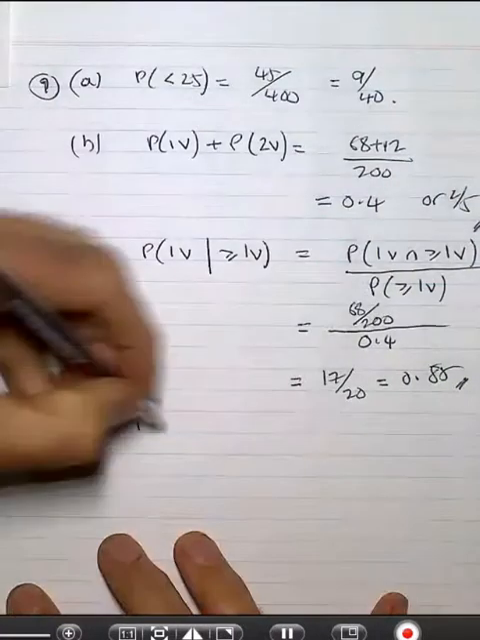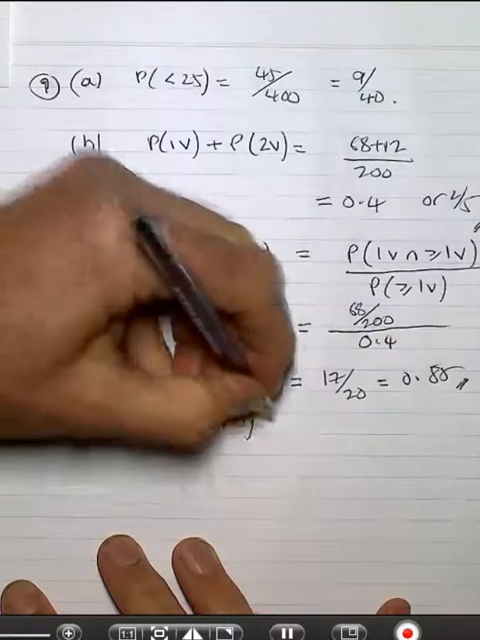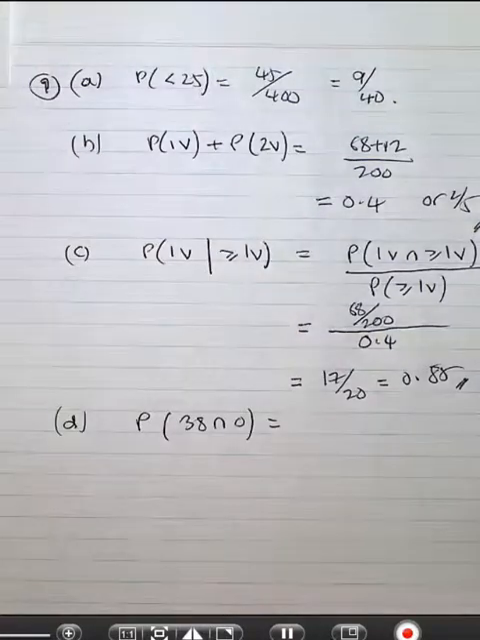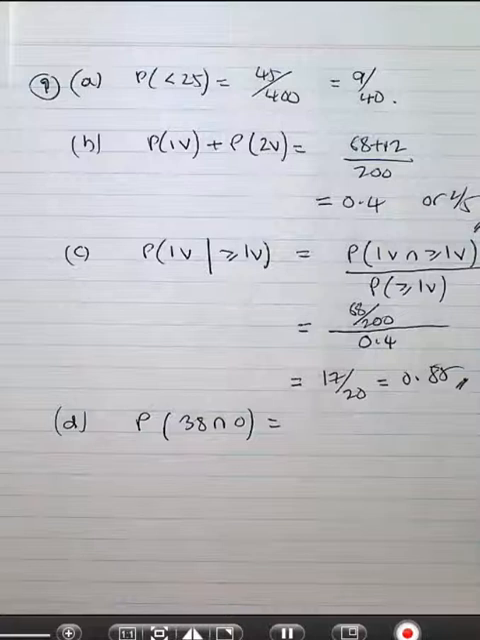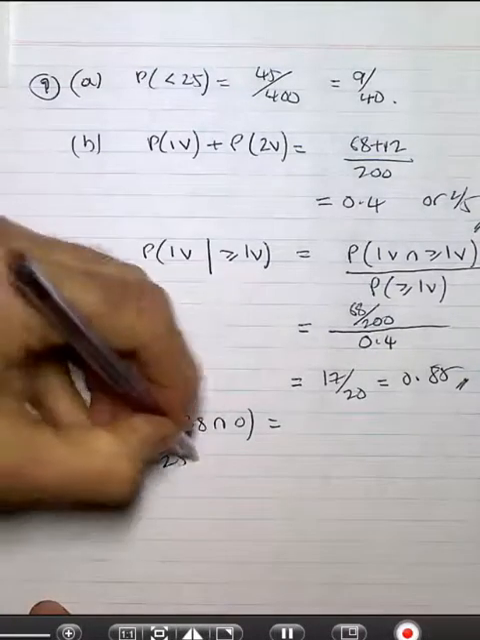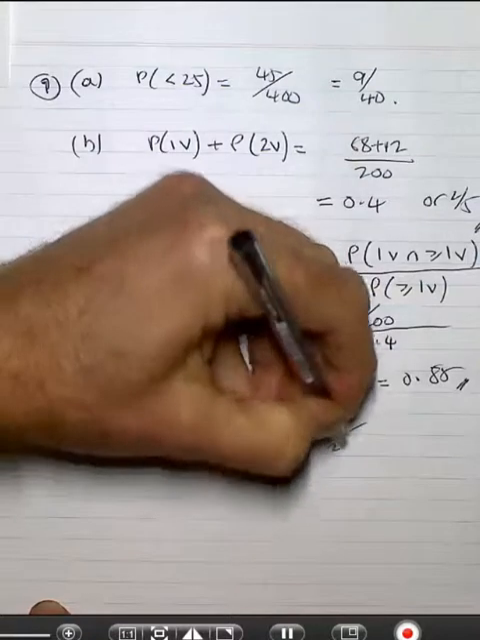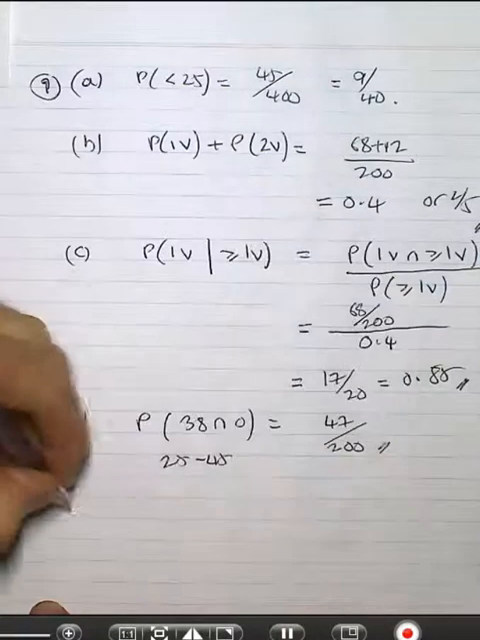Moving on to D, you're asked to find the probability the person's 38 and has had no violations. Now all I've got to go on there is the 25 to 45 range, and that gives me 47 on 200 as my answer.